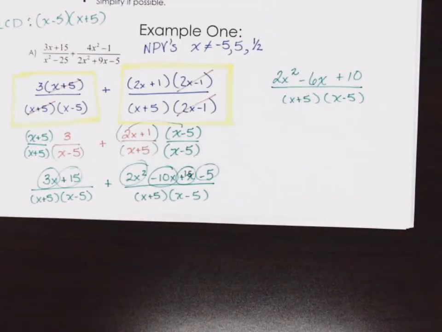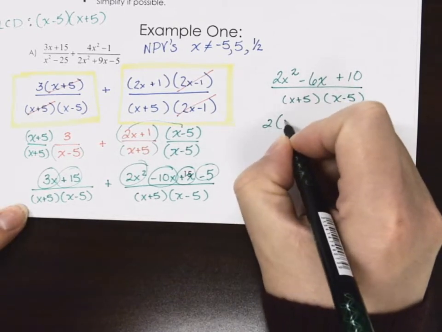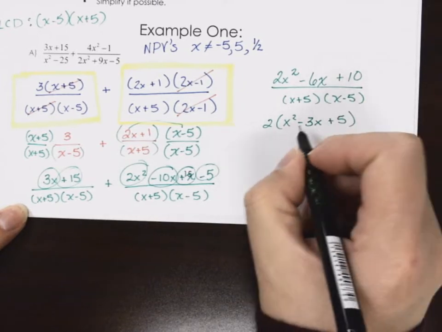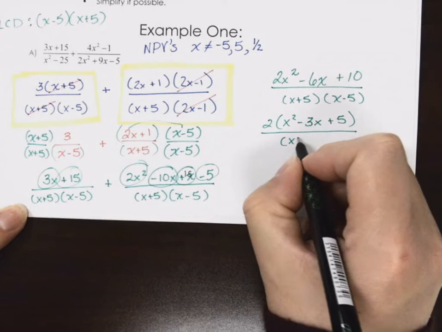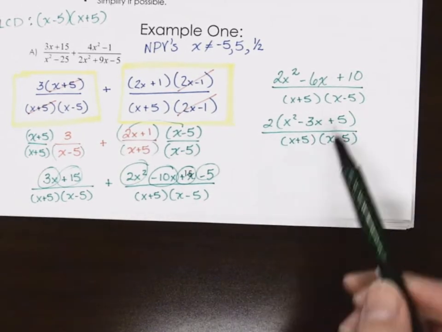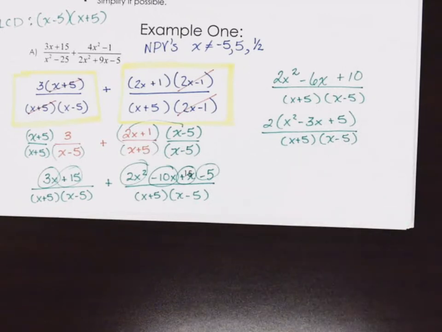Okay, so I've added and subtracted the numerator, and now I can factor the numerator if possible. What am I going to do here? I'm going to take out 2. Yep, take out a 2. So I'm left with x squared minus 3x plus 5 all over x plus 5, x minus 5. I find sometimes people get lazy and they don't write the denominator in on every step. That's going to cost you marks if you do that, because then the lines aren't equivalent to each other.